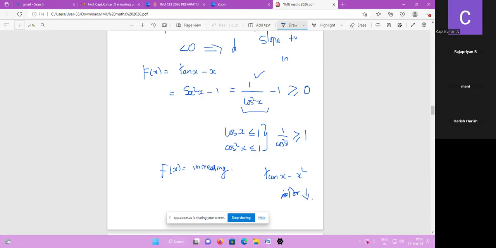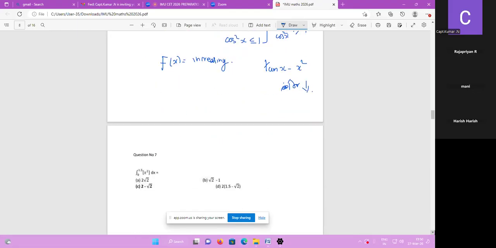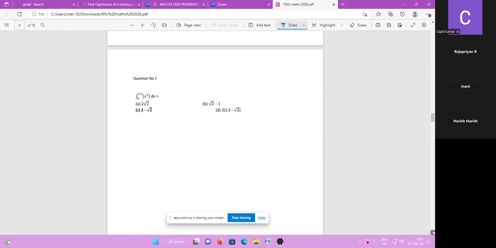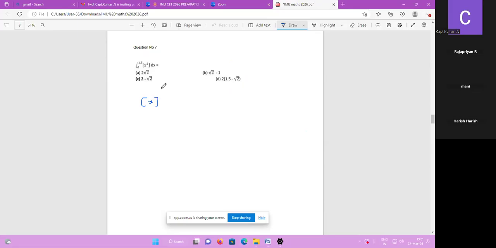Now, next question. This is kind of tricky. It looked like a very easy one, but it's kind of tricky. Now, what does this mean? They didn't mention anything. They didn't define it. So in 11th standard, we define this.